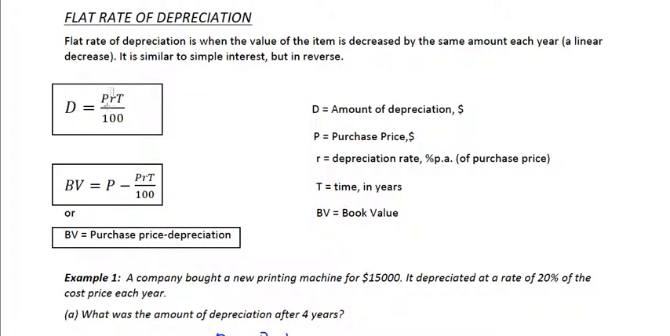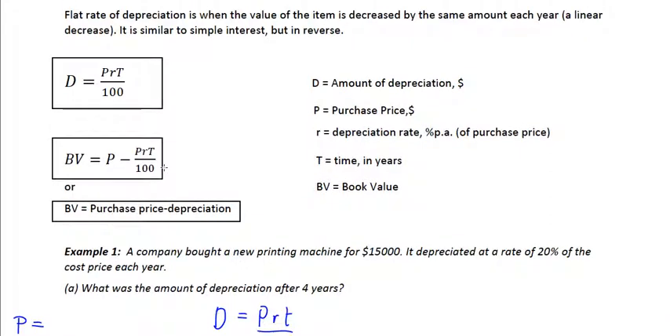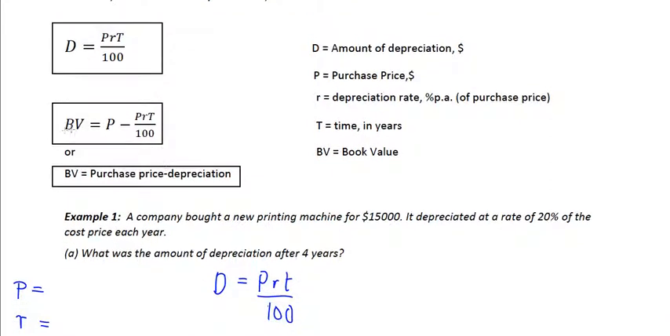We have the P for purchase price, R for the rate per annum, and T for the time in years. So what this is going to do is take our purchase price, multiply it by the percentage that it's going to lose each year, and then multiply that by how many years. If we wanted the book value, remember I said that's the value at any particular time, what we would do is subtract this depreciation, the amount it's been reduced, from the purchase price. Therefore, the book value will be the purchase price minus the depreciation.